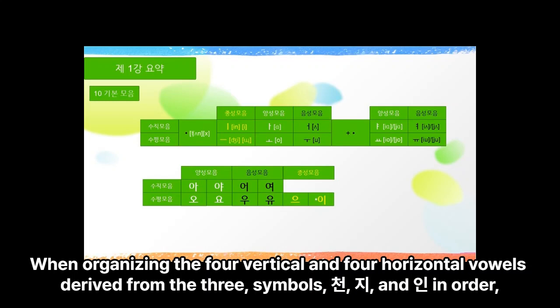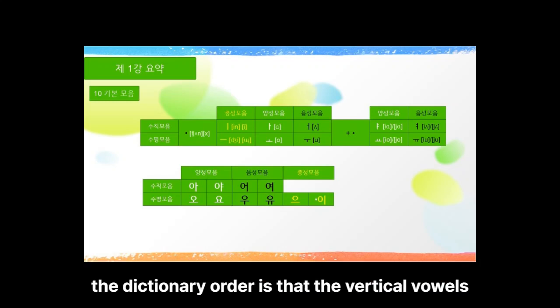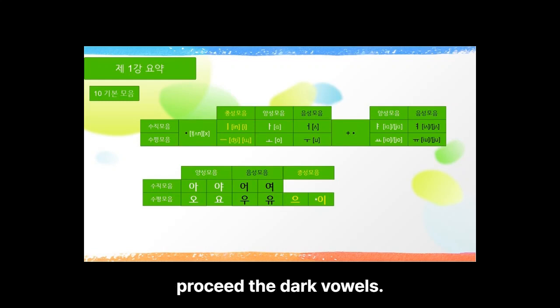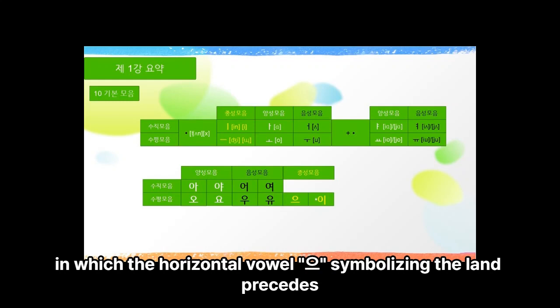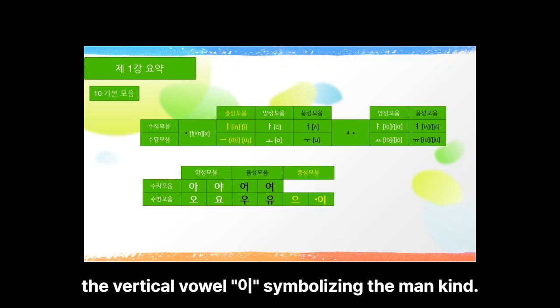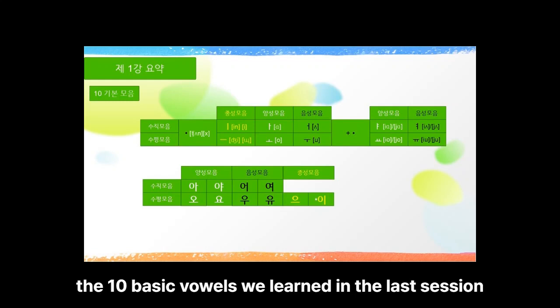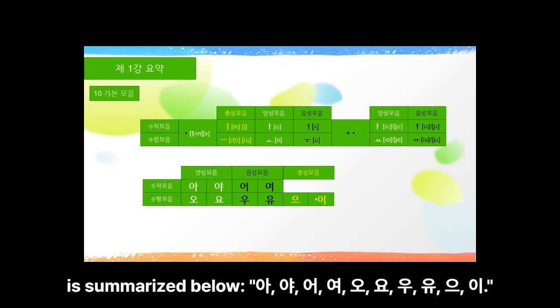When organizing the four vertical and four horizontal vowels derived from the three symbols cheon, ji, and in, the dictionary order is that the vertical vowels precede the horizontal vowels, and the bright vowels precede the dark vowels. And you need to remember the order in which the horizontal vowel symbolizing the land precedes the vertical vowel e, symbolizing mankind. Therefore, the dictionary order of the 10 basic vowels we learned in the last session is summarized below. 아, 야, 어, 여, 오, 요, 유, 이.